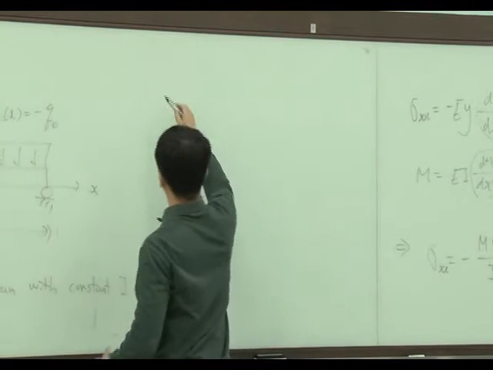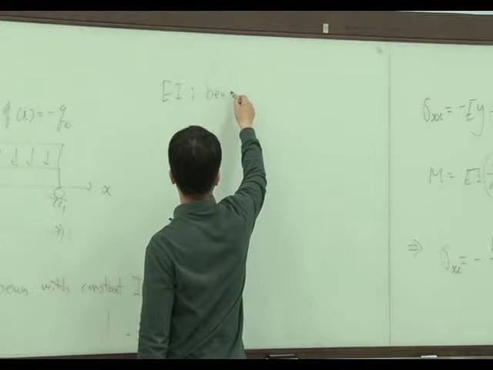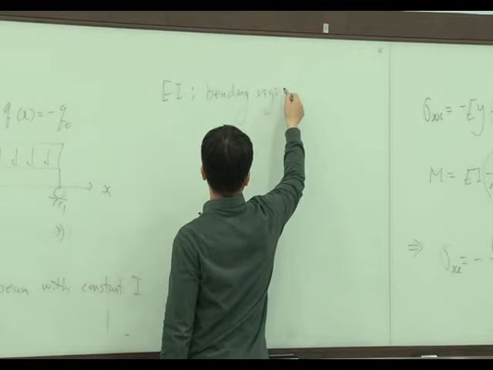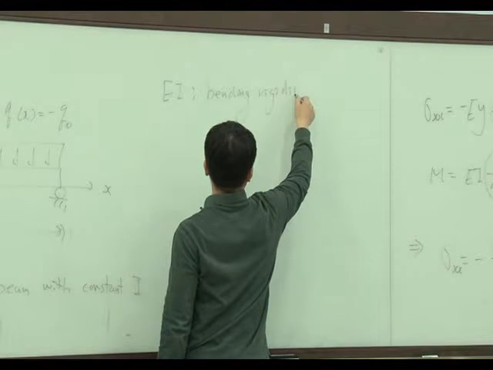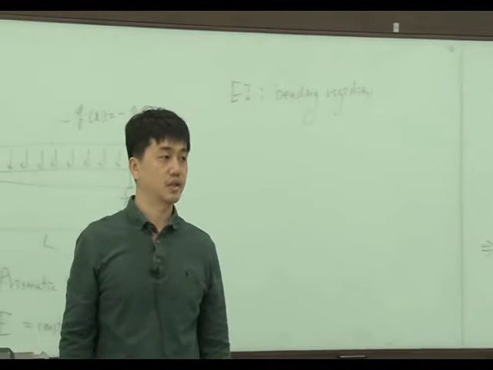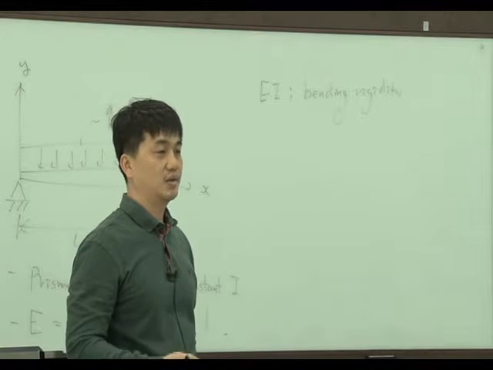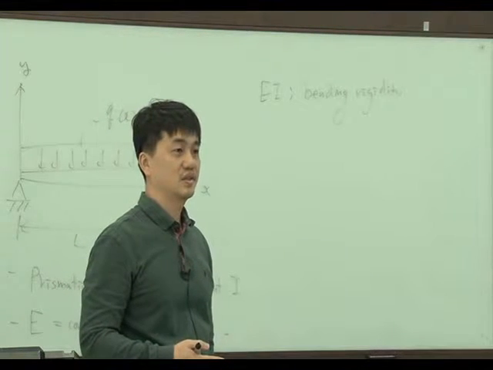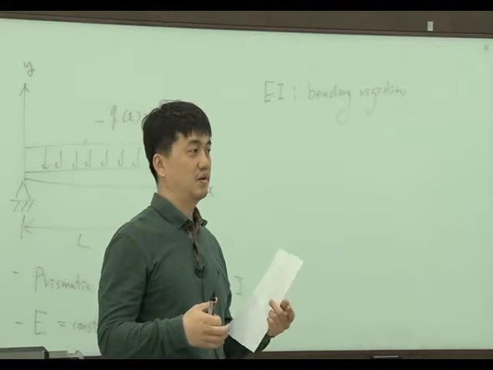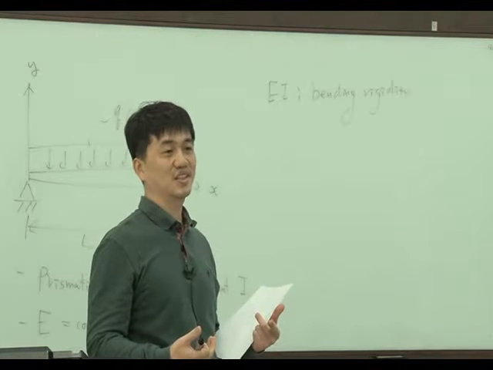So in beam, EI is named bending rigidity. EI is bending rigidity. So if the EI value is big, the beam is stiffer. So it's harder to bend the beam, right?